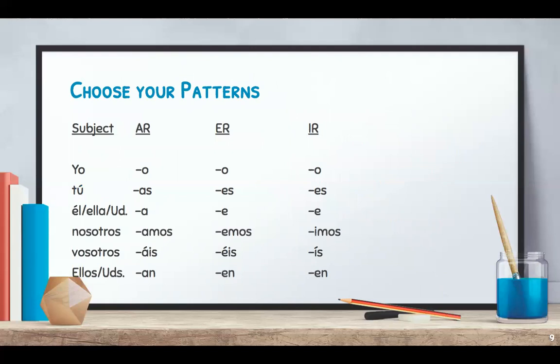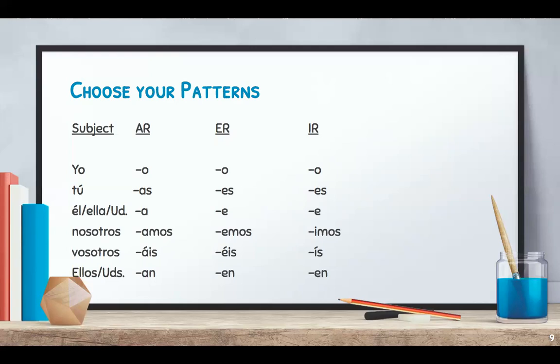So once you've identified the class of your infinitive, AR, ER, IR, you know the patterns per every subject pronoun. So you can see these here. For all three of them, yo ends in O, and that's an easy one to remember, yo, O. You can see tú for AR is AS, ER is ES, and IR is the same. For AR verbs, él, ella, usted ends in A, ER in E, and IR is also E.